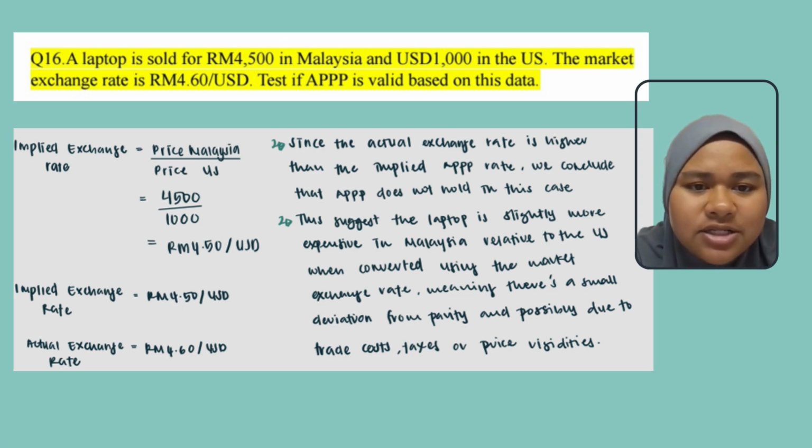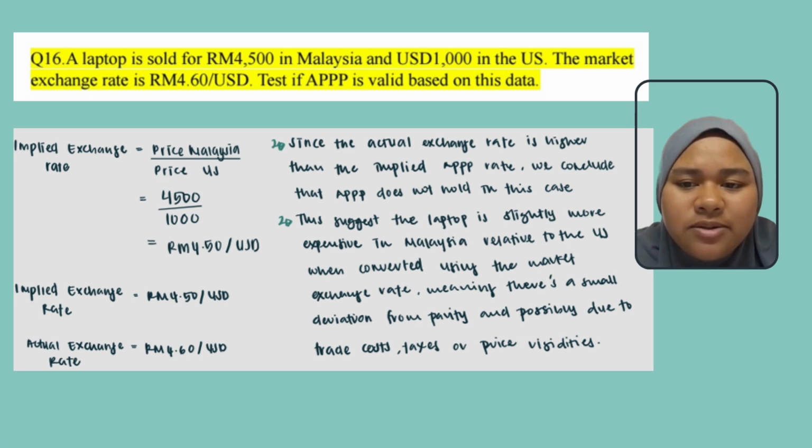So the given data is that the price in Malaysia is 4,500 ringgit and the laptop price in the USD is about 1,000 US dollars, and the market exchange rate is 4 ringgit 60 cents over USD. So we need to calculate the implied exchange rate under APPP. The formula is price in Malaysia over price in US, equal to 4,500 divided by 1,000, and we got 4 ringgit 50 cents per US dollar.